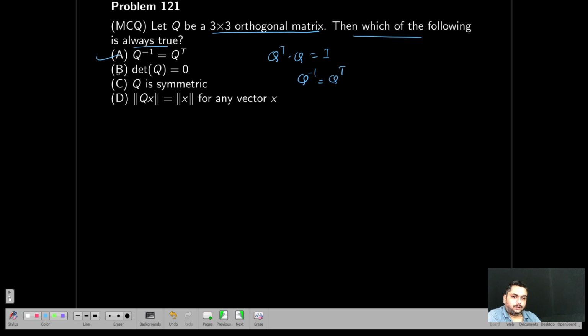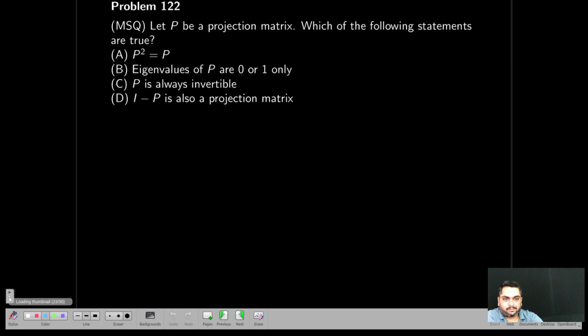Determinant of any orthogonal matrix is always plus or minus 1, that is mod of 1, we write it, or plus or minus 1. So this is not true. Q is symmetric. So Q need not be symmetric in the case of orthogonal matrix. For normal matrix, it is symmetric. The length of vectors Qx will be equal to x for any vector x. That is the definition of orthogonal matrix.